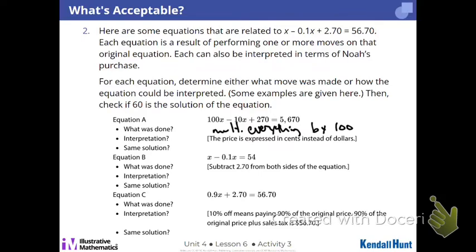So, we didn't know that because it looks like 5.66. Okay, but then you remember, I was like, if stuff doesn't look right, we need to look on the board because it didn't print perfect. So the price is expressed in cents instead of dollars.